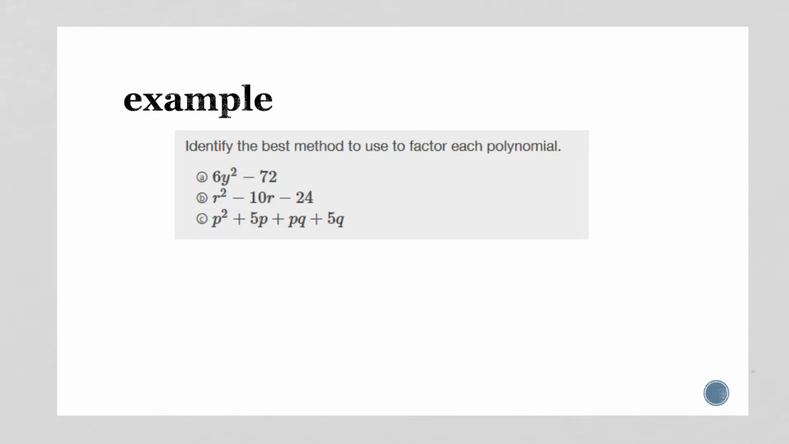On this first one, there is a greatest common factor. We can pull a 6 out of both of these. So we would factor out the GCF first, and then beyond that, we don't really have a method yet. On the second one, we would undo FOIL. And on this third one, we would do grouping, because there's more than 3 terms.